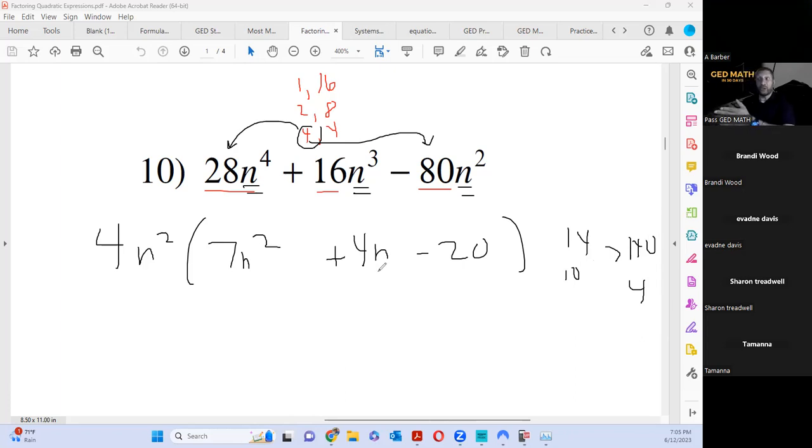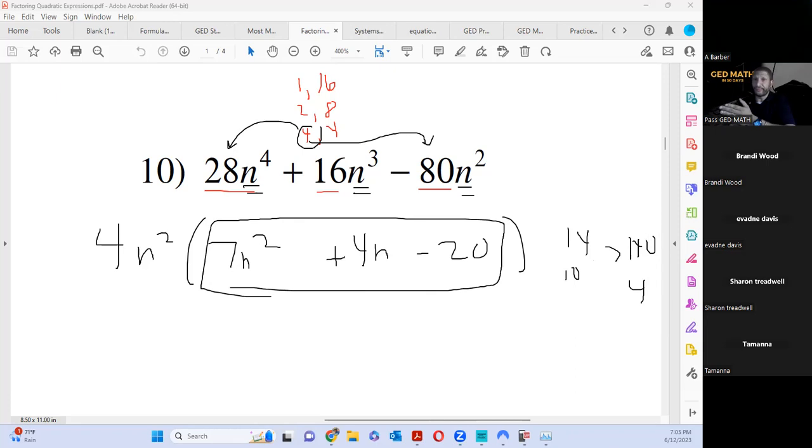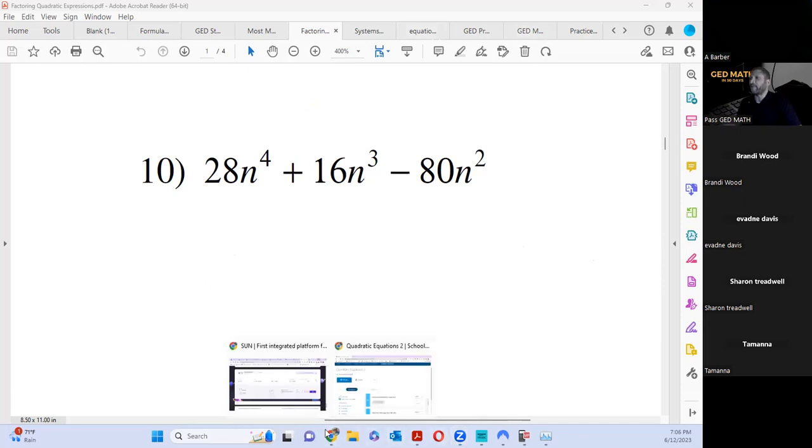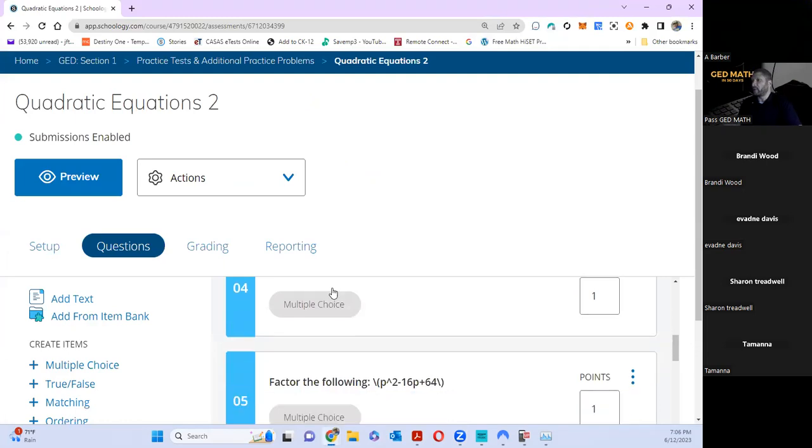What I'm telling you to do here is if you see something like this on your GED to factor, don't even stress it. Don't try to factor. Use the multiple choice to find your answer. So let me tell you what I'm talking about with that. Let me go back here. Again, I'm trying to find the easiest way for you to pass this exam.